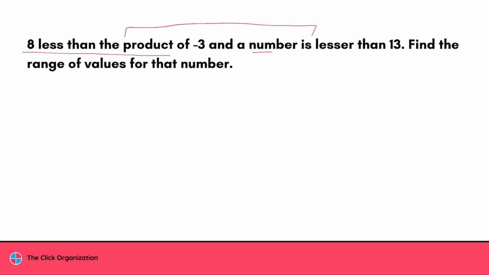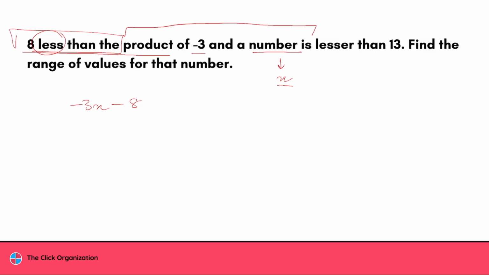Now, let's say this number, we're going to represent it as x. This is the number, let's say. And this is as a product of -3 and x. Product will essentially mean multiplication, or the result of multiplication. So we can say minus 3x is our first part of the expression. Let's look back to our other part as well. 8 less than the product of -3 and the number. So since it's 8 less will usually imply subtraction. So we can say minus 3x minus 8.